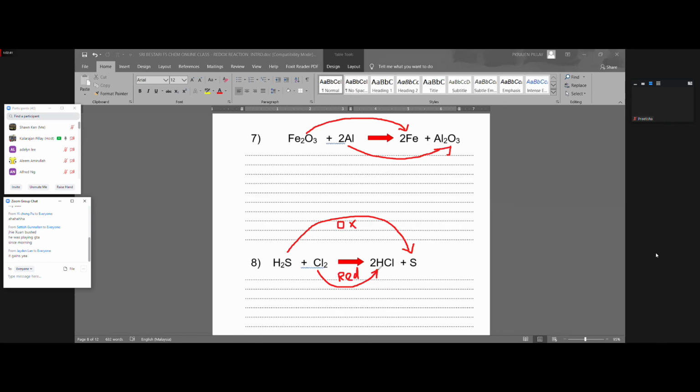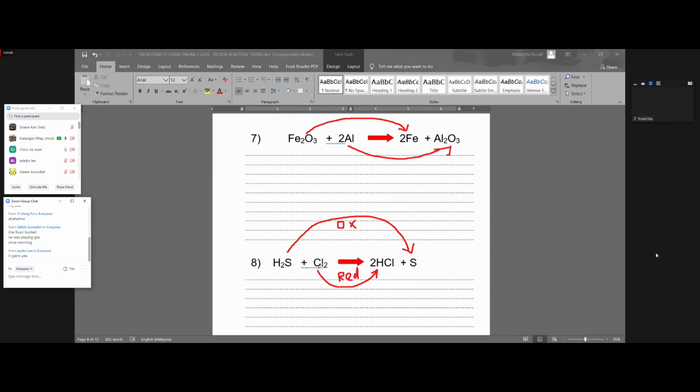Try now. Which one? Number 8. Right? Last one. This is a redox reaction. Good. Okay, carry on. Hydrogen sulfide is what? Is oxidized to sulfur. I gave you the spelling earlier, hydrogen sulfide, IDE, is oxidized to sulfur.